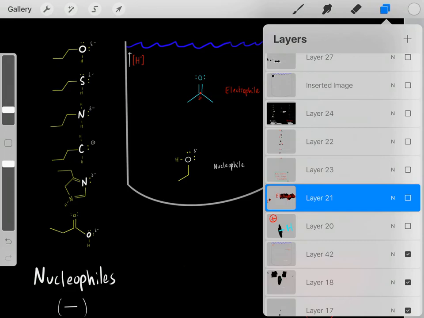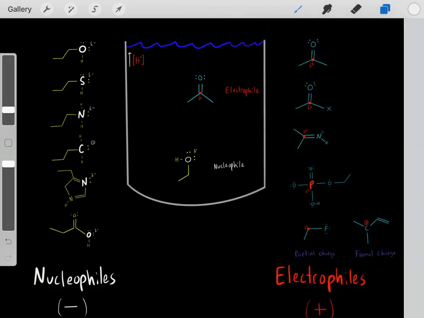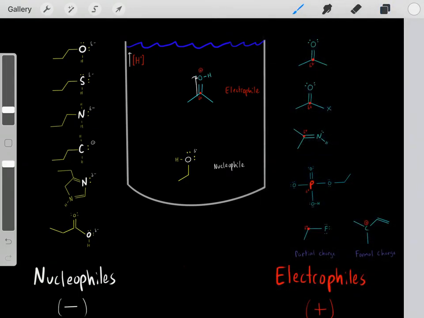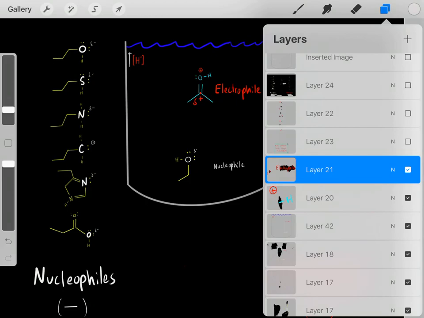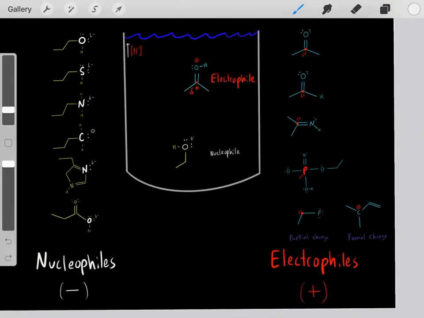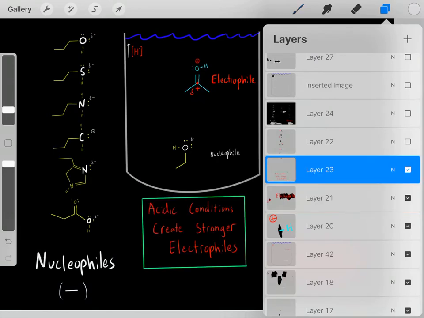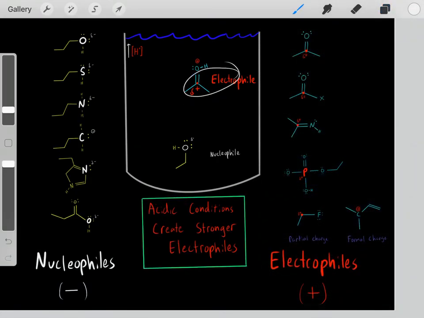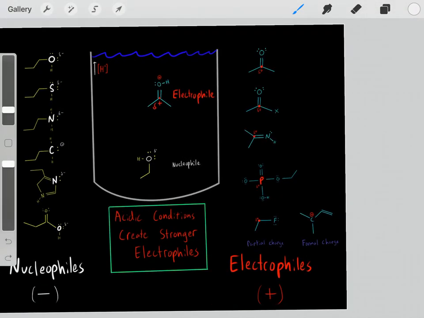So again, originally we had an electrophile. However, we protonate this guy. Now it pulls more negative charge, creating a stronger electrophile. So now we have a more reactive electrophile. So the rule of thumb is that acidic conditions create stronger electrophiles. That's a general rule of thumb.